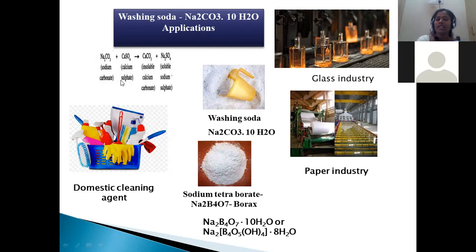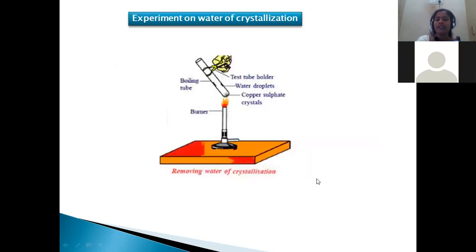And one more important application: sodium carbonate is used to remove the permanent hardness of water, that is, calcium sulfate hardness. By adding sodium carbonate, it gets precipitated so that we can easily remove it by simple filtration, and water softening is possible, right?